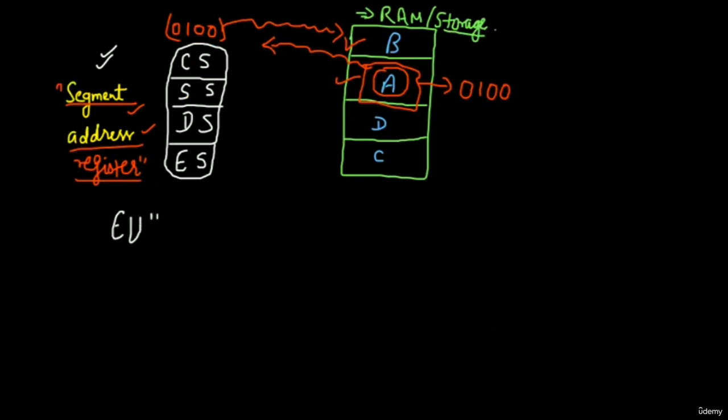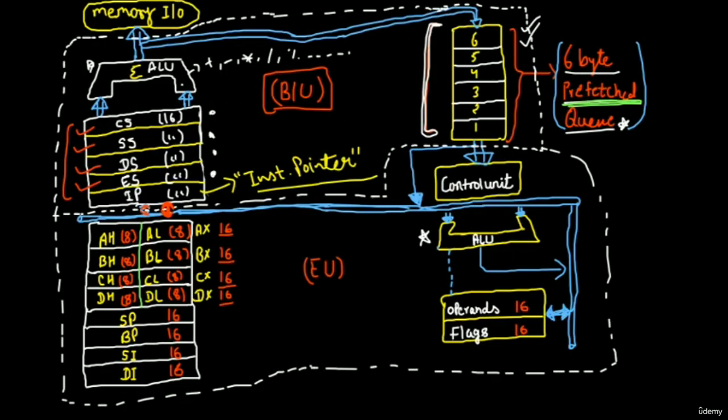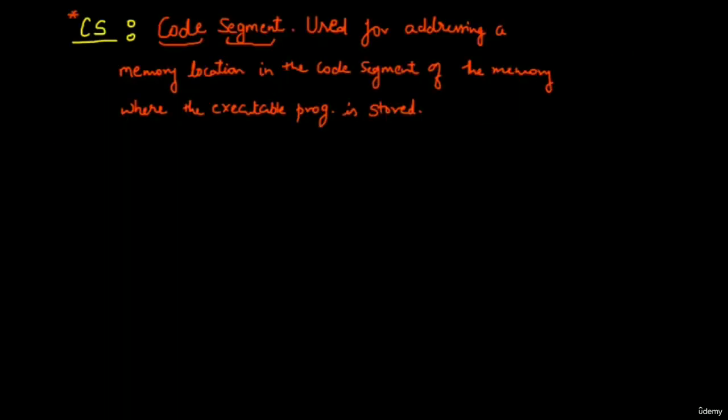EU is going to use it because here is where the real execution is going to happen, like here, this is the execution unit, but we are focusing on the BIU part right now. But you surely can see the arrow. I hope you can see this arrow. This is a two-way arrow, so surely it is demanding, so it is fetching the data. Now as per our shorter definition of it, it is used for addressing the memory location in the code segment of the memory where executable program is stored.